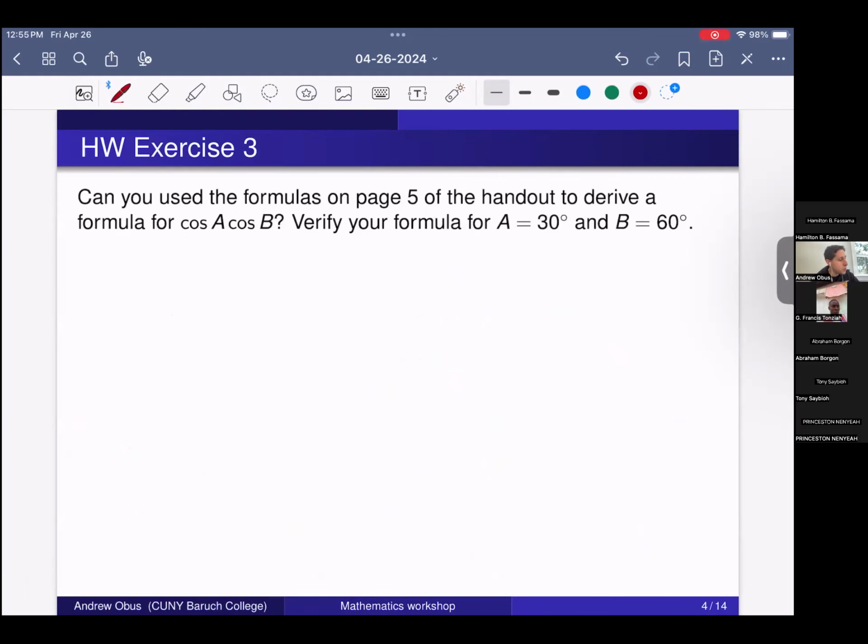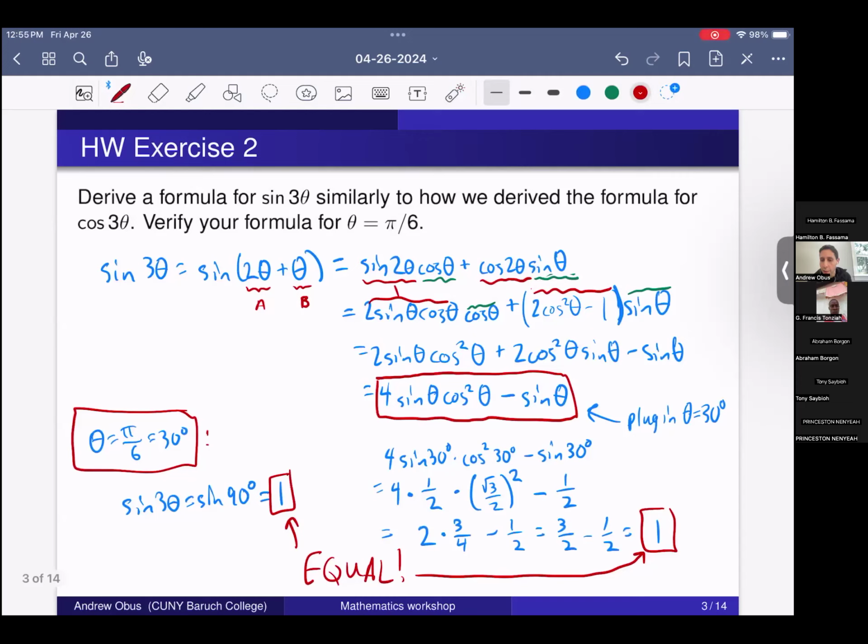Can we use the formulas on page 5 of the handout? So that was page 5 of the last handout. Sorry, Harrison has a question. So any other concept to this problem?